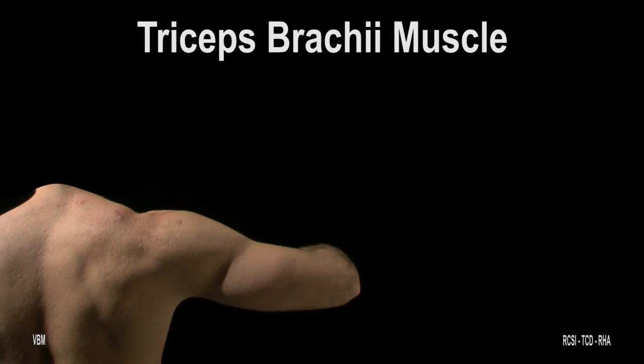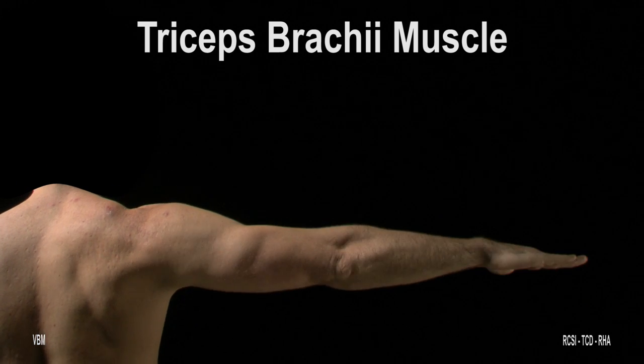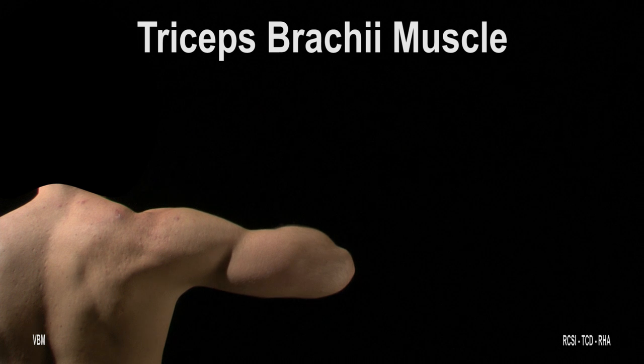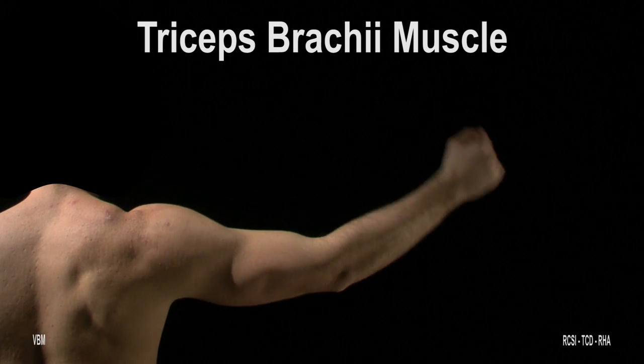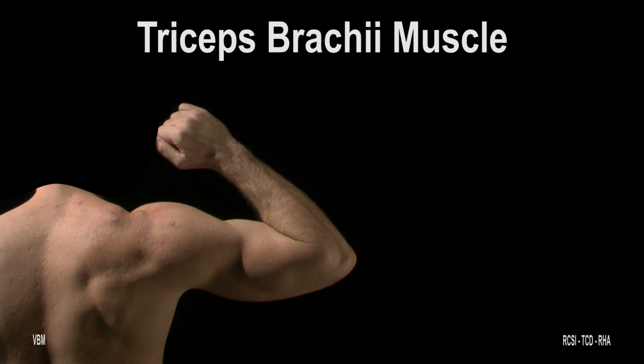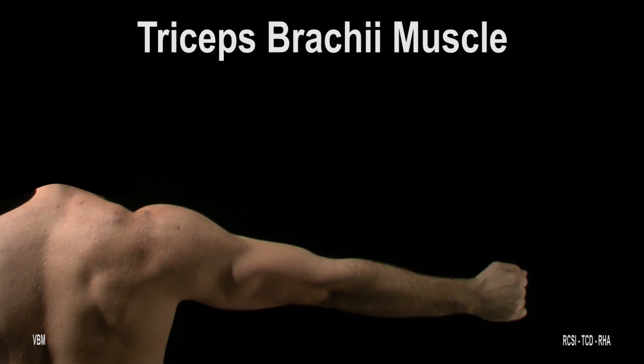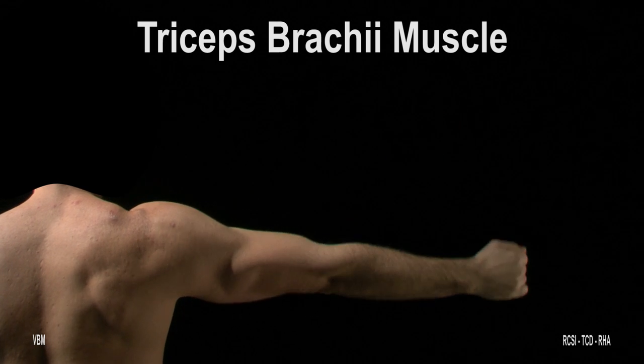The long head stabilizes the shoulder joint. The medial head retracts the capsule of the elbow joint on extension. The radial nerve, which arises from the posterior cord of the brachial plexus, innervates the triceps brachii muscle.